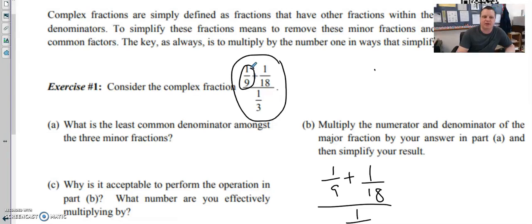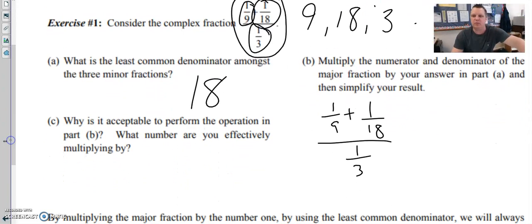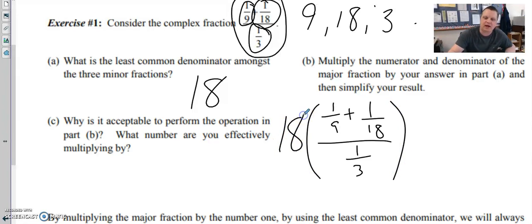And you want to find the least common denominator of all three, because there's 1, 2, 3 of them. So you want to find the least common denominator of 9, 18, and 3. So multiples of 9, multiples of 18, multiples of 3. So the least common denominator is 18. Once you get that denominator, you need to multiply everything by that least common denominator. So that way you cancel denominators and you are left with a fraction that you're used to seeing.